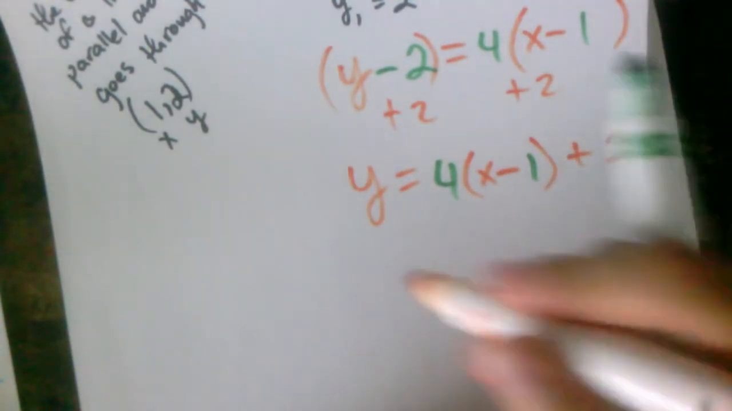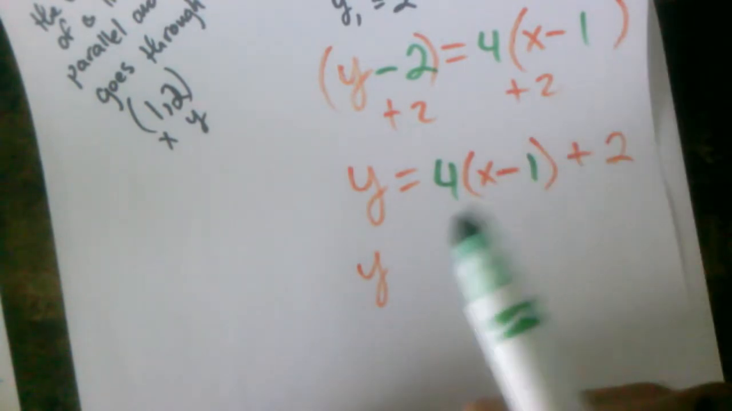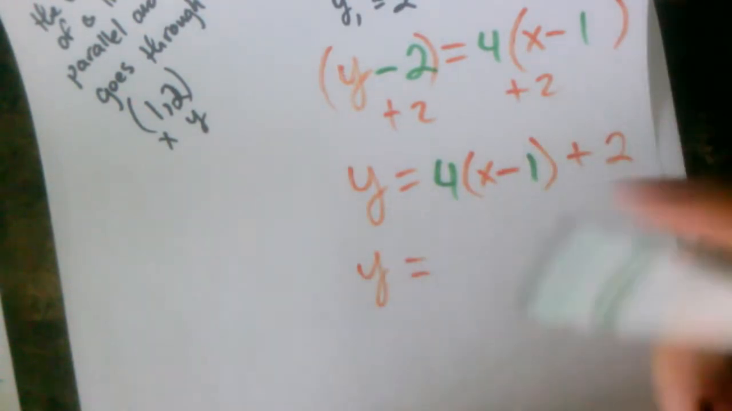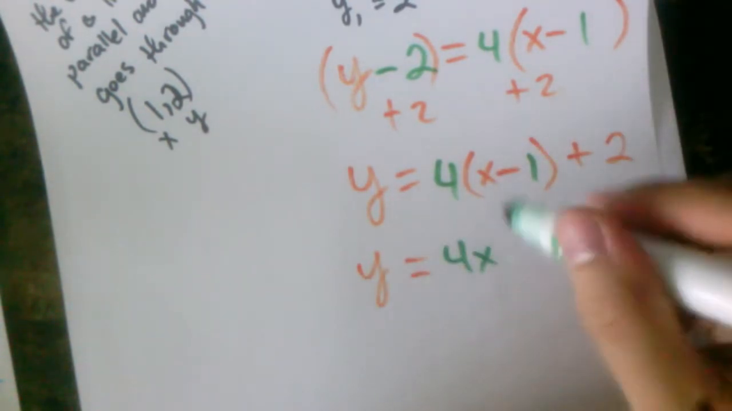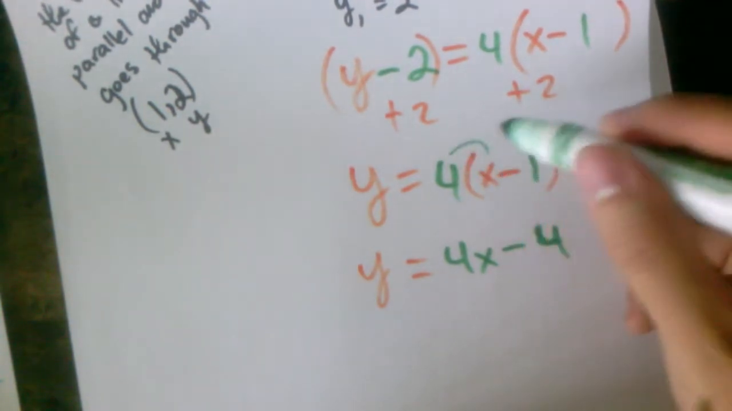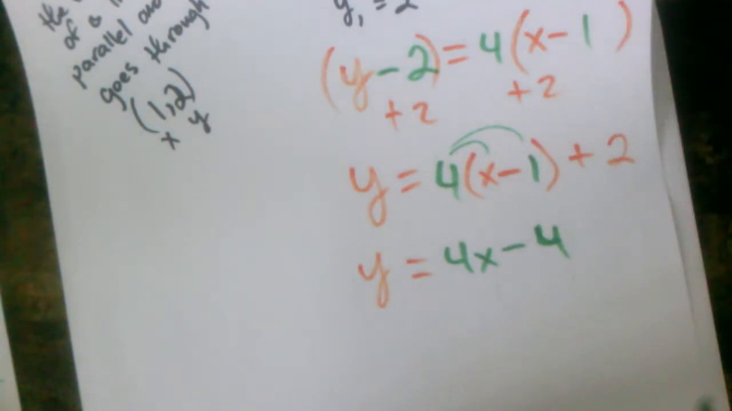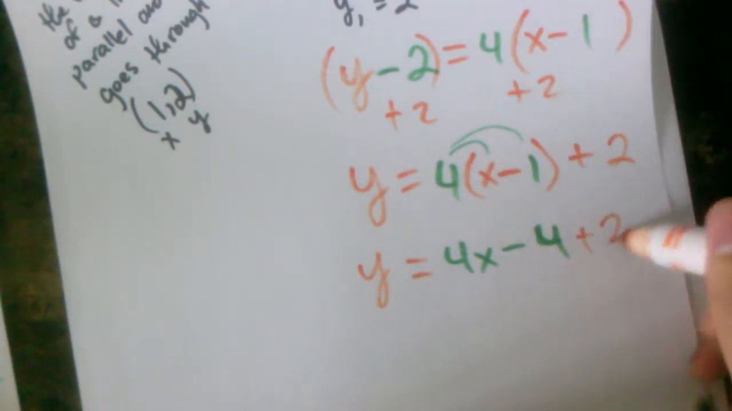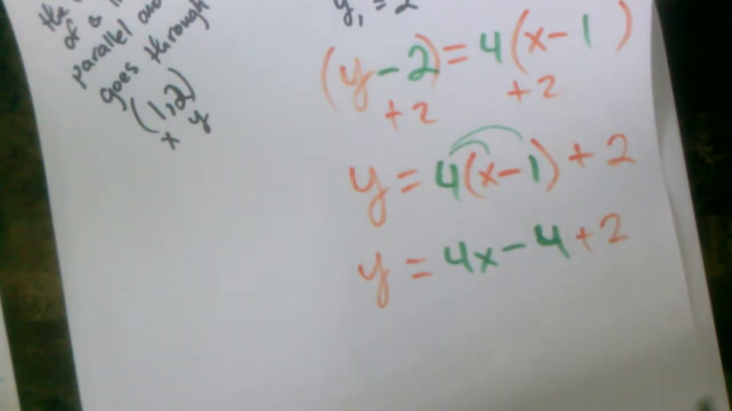So this is that distributive property that you learned back in Algebra 1. Y equals 4 times x is 4x, 4 times negative 1 is negative 4. So again, distributive property says multiply by that, then multiply by that. Alright, and then there's still that plus 2 hanging out at the end. This still doesn't look like y equals mx plus b, but we're really, really close. We just have to combine these two.